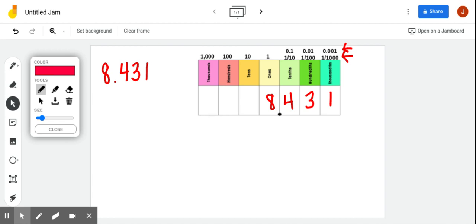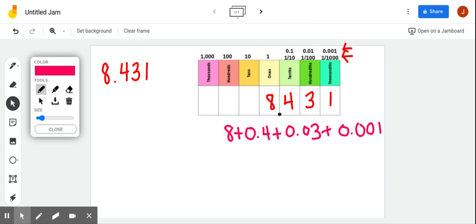All right, first one. I am going to take each digit in decimal form and add them to each other. So I have 8 ones plus 4 tenths, so 4 tenths in decimal form, plus 3 hundredths, plus I have a 1 in my thousands place, so I have 1 thousandth. Don't forget, push pause, try it yourself in your notebook, come back and push play to see how you did.